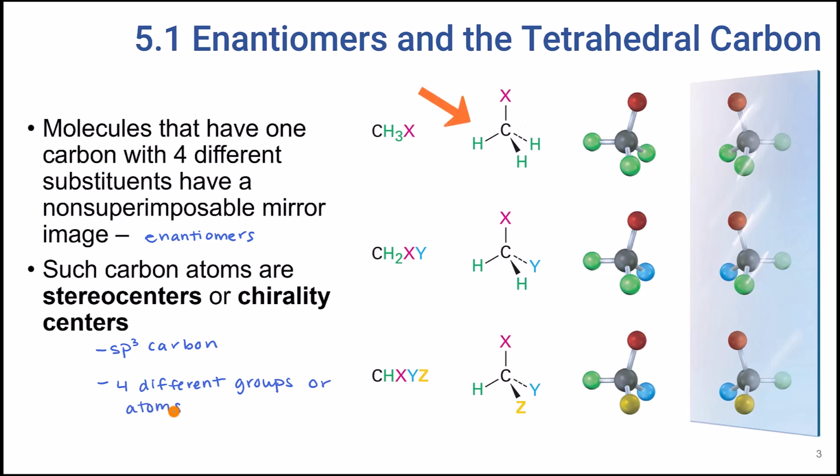So this first example here, we have a CH3 and an X. So there's 3 H's here. This one does not have a chiral center. If we have an X and a Y and 2 H's, this also does not have a chiral center. So I'm just going to put no here. And on this last one, we have an H, an X, a Y, and a Z. There's 4 different atoms. I have an sp3 carbon, so this does have a chiral center.